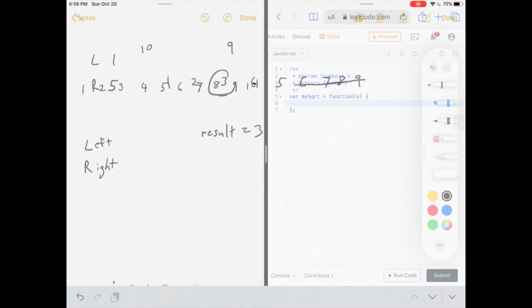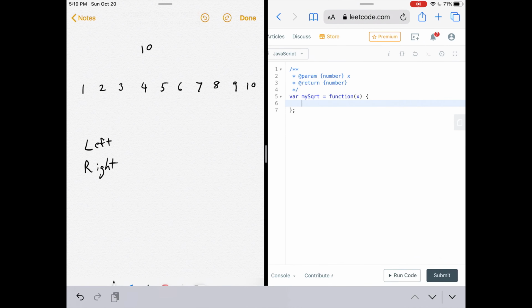Results equals 3. Okay, let's start out with the function that LeetCode has given us. It's called mySquareRoot, and it can accept a parameter x, and x is the number that we have to find the square root of. All right, so let's start. First things first, we need a left and a right variable. So left is going to be 1, so let left equal 1, and let right equal whatever x is. Oops, misspelled right. Okay, so in this case, left is 1, right is 10.